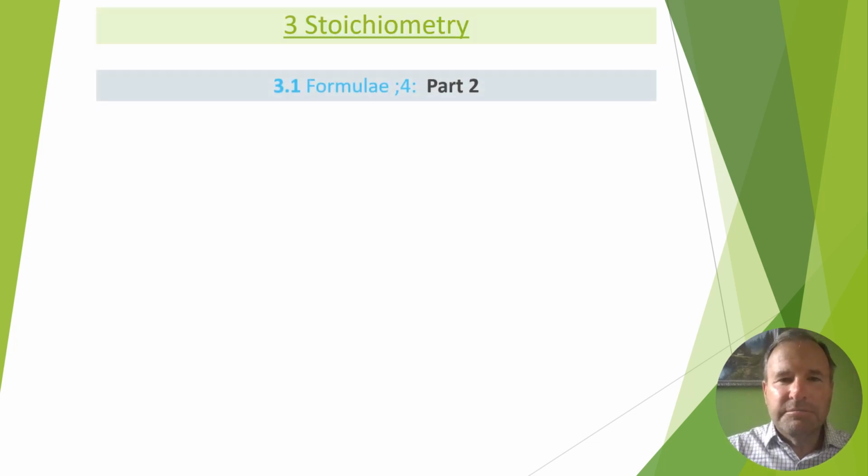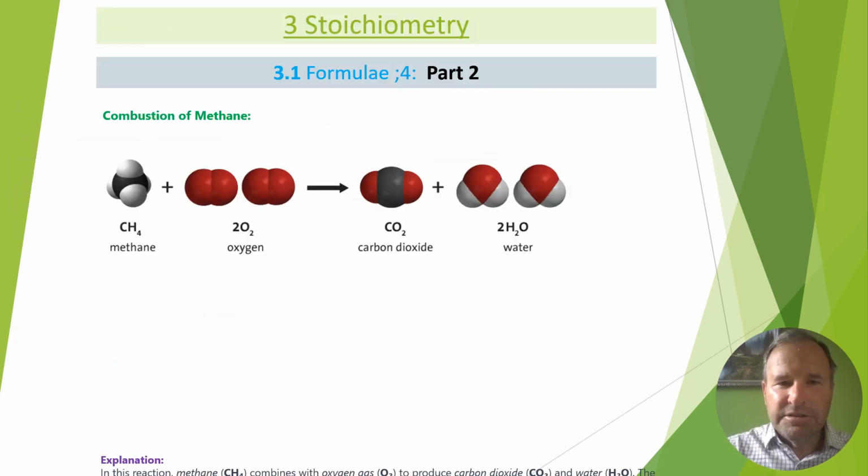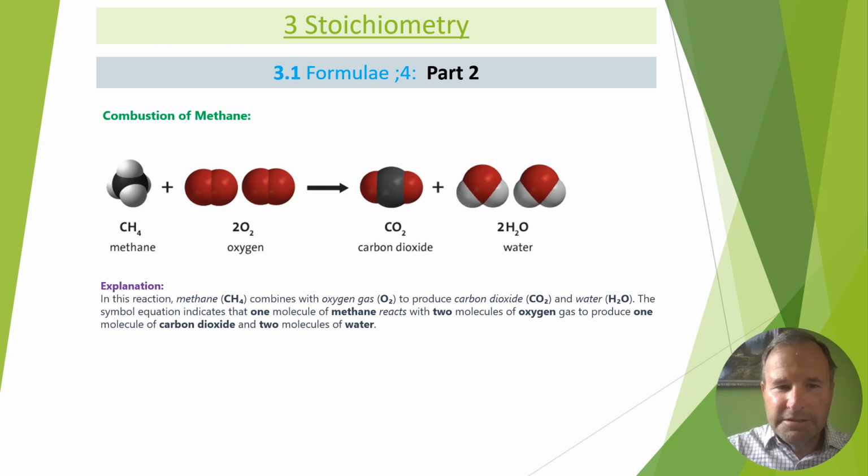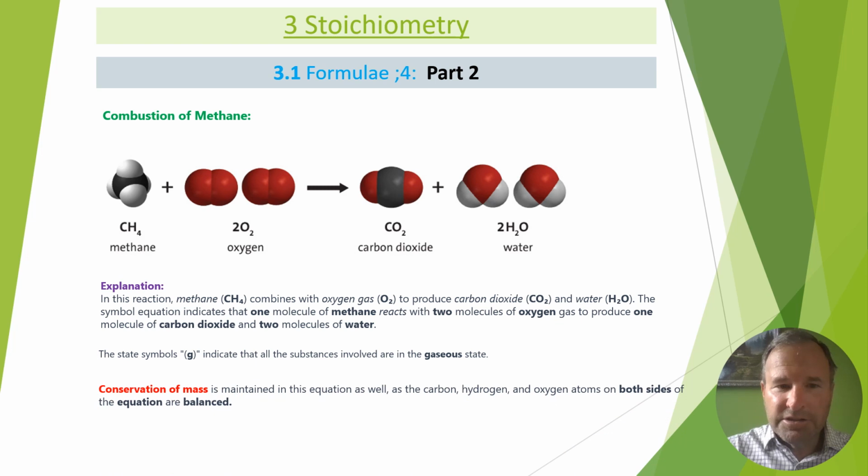Here's the explanation behind it. Combustion of methane: in this reaction, methane reacts with oxygen, 2 lots of them, to produce 1 lot of carbon dioxide and 2 lots of water. Remember, G in the reactions represents the gases. Remember, the conservation law of mass is obeyed here. We went through it again.